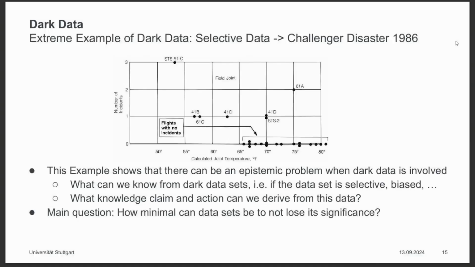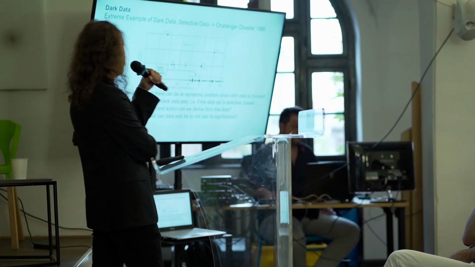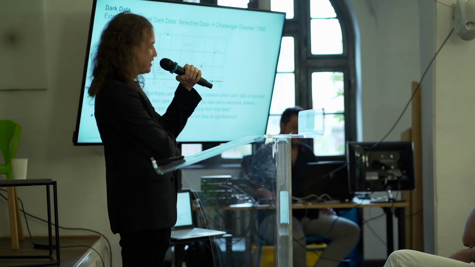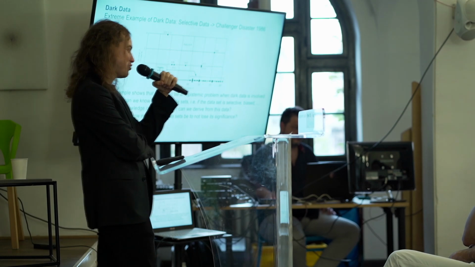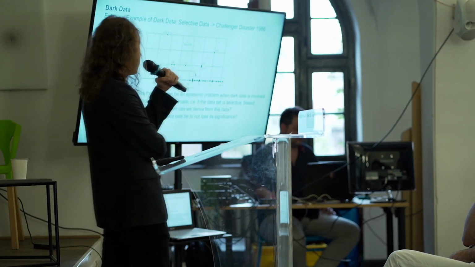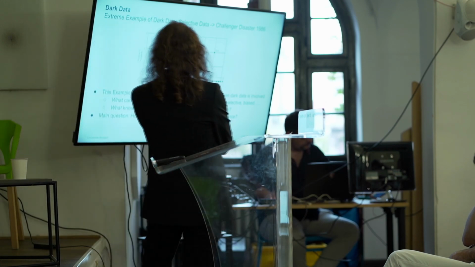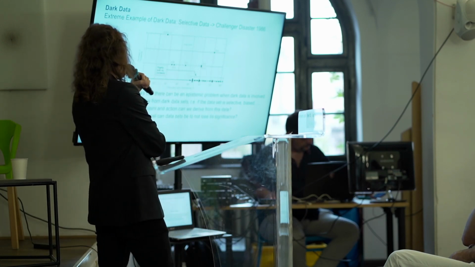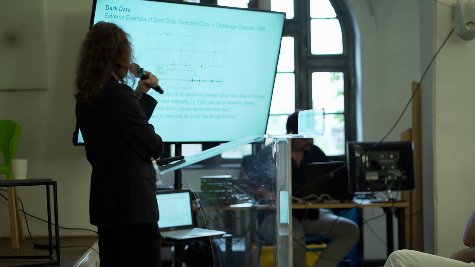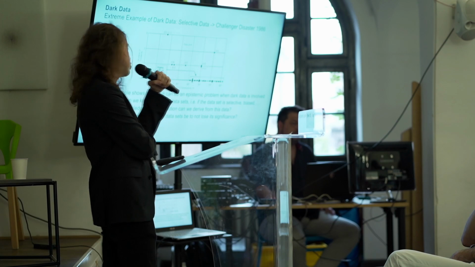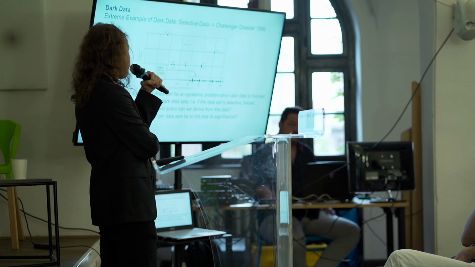So what's the story behind it? That example shows that there can be an epistemic problem when dark data is involved. And of course, not all of them lead to disasters like this. It's a very extreme example, but maybe very concise. So it's not clear what we can know from dark data sets, if the data is selective or biased. And it's not clear what knowledge claim or action we can derive from this data.